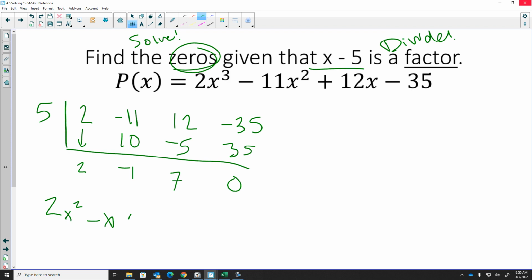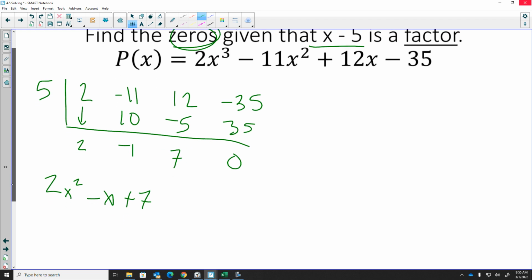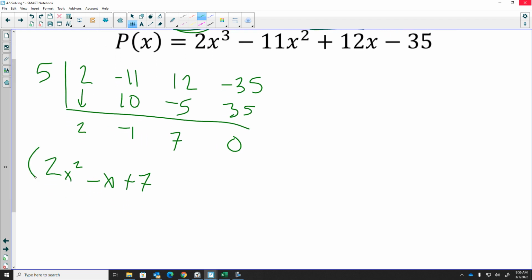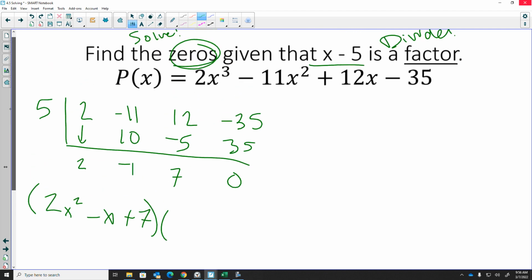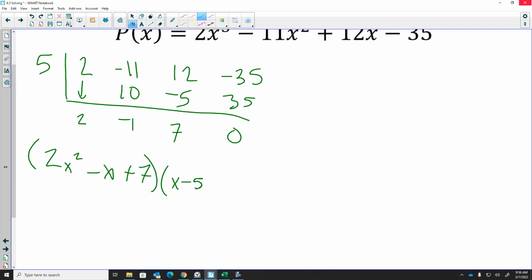Okay, is this what you got when you divided? 2x squared minus x plus 7? All right, so it's that times x minus 5, yeah. So then usually we would try to factor this again, but as you all discovered, there's nothing that multiplies to 14 and adds to -1, which means I can't factor that.